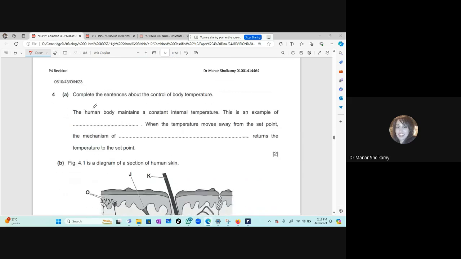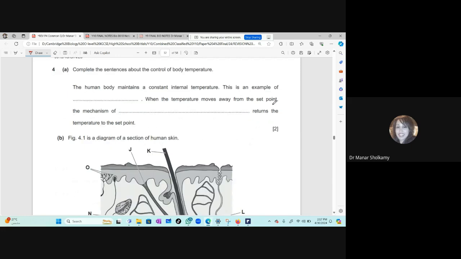Now, homeostasis. The human body maintains a constant internal temperature. This is an example of what? Homeostasis. And when the temperature moves away from the set point, the mechanism of negative feedback will return the temperature back. Yes.